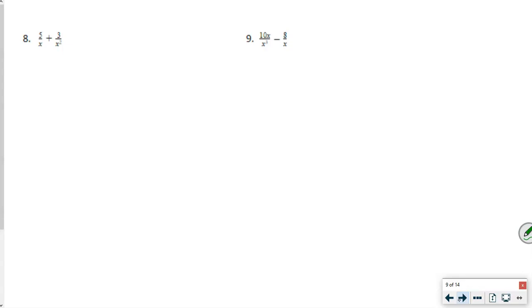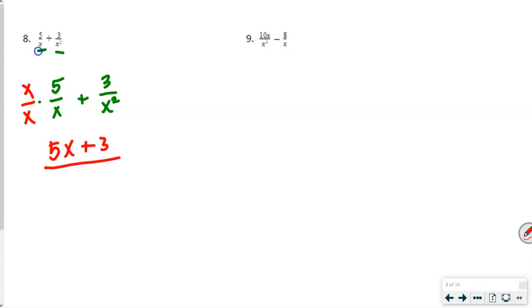So what do we have to multiply by x to get x squared? We have to multiply that by an x, right? So here we're going to do 5x, and then we got that plus 3 times over x squared. So over here we're going to have to multiply this by x over x to get x squared in the denominator, right? So that's going to give us 5x plus 3 all over x squared.